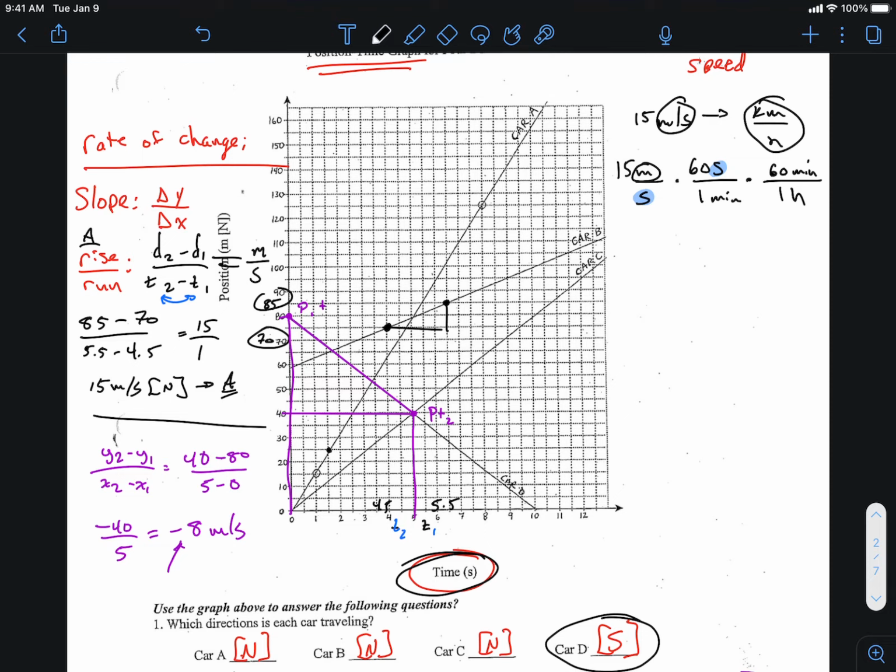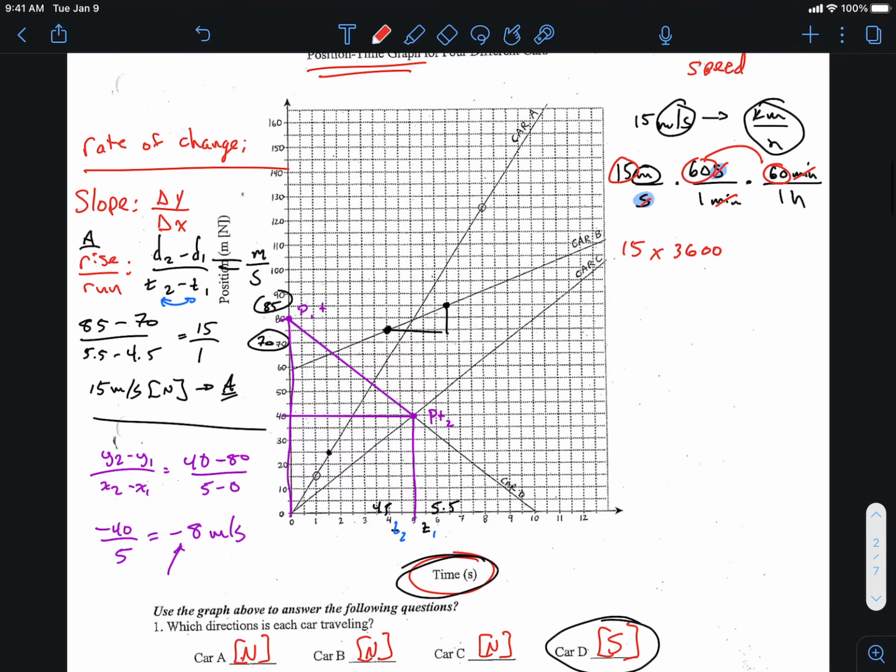Now look. Minutes cancel with minutes, seconds cancel with seconds. So here's where we're at. I basically take 15 times 60 times 60, or 15 times 3,600, because 60 times 60 is going to be 36 with 2 zeros on it. And then that is just divided by 1 hour. But I'm still stuck in meters, is the problem. How do I get out of meters? If I multiplied this by 1 kilometer has 1,000 meters in it, then I'd see the meters would cancel.